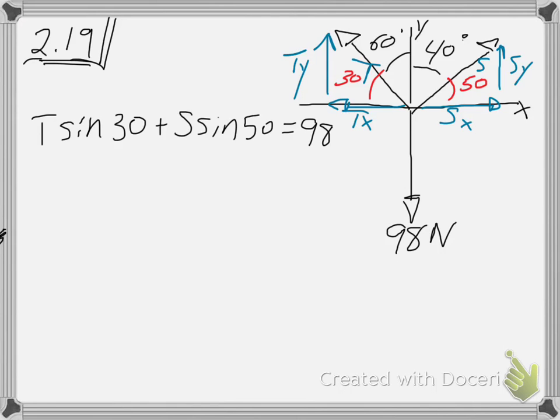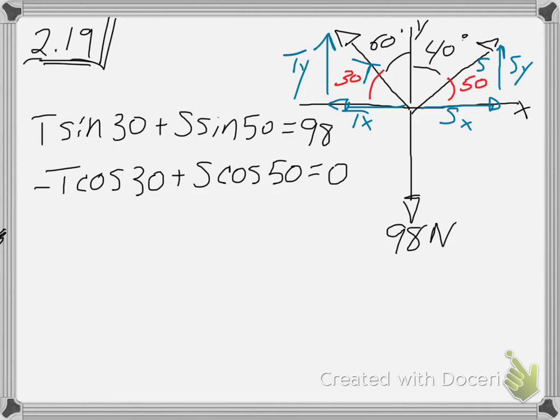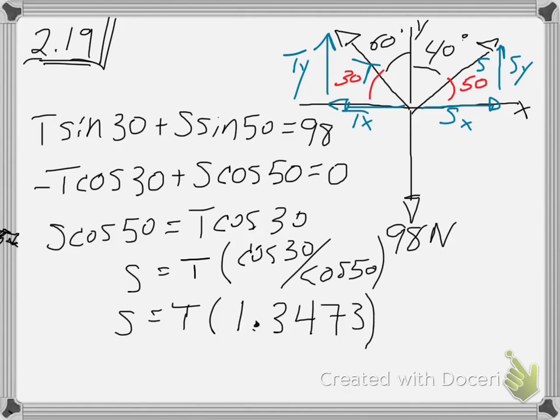I'm going to do the same thing with the horizontal forces. So there's my equation for the horizontal forces: negative T cos 30, since T sub X is going in the negative direction, plus S cos 50 should add up to 0. Great. Let's rearrange equation number 2 and solve for the variable S. So there is my rearranging of equation number 2, solving for the variable S, which says that S is equal to T times 1.3473. I can now take this and plug it into the first equation and solve it for T, and then I can go back and solve for S.